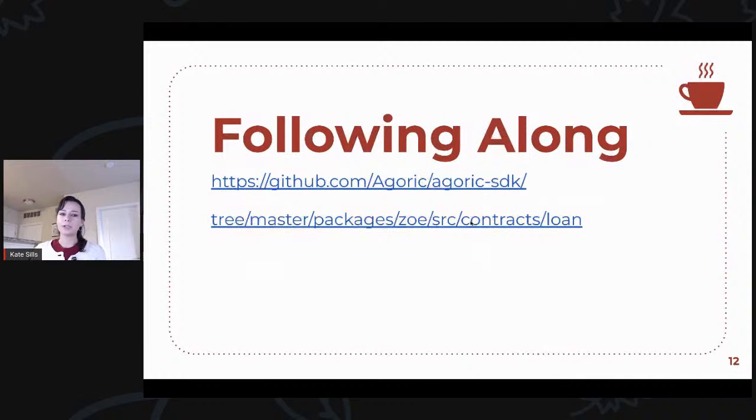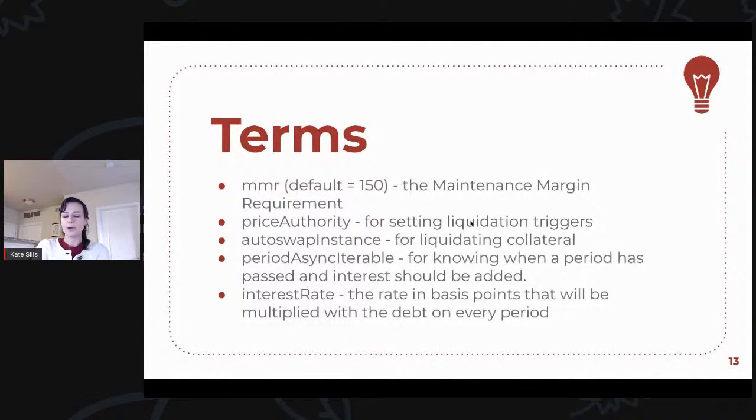Okay, so if you're following along, we're going to be looking at the loan contract within Agoric SDK. It's under the Zoe package. So you go to Zoe, source, contracts, and then loan. All right, so let's start diving into the contract.